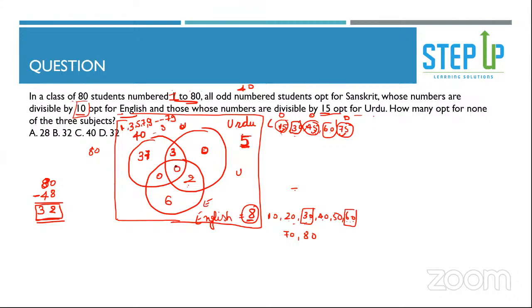Is that clear? Sushmita, Umesh, Durgesh, not Umesh. Now, if 2 are here, then remaining would be 6 out of 8. So 6 are here. Then out of 40 people, if 3 are there, it means 40 minus 3, 37 is here. So when you add all this, 37 plus 3 plus 2 plus 6 is 48. 48 people have opted for one of the subjects. How many did not opt for any of the 3? So 80 minus 48, your answer would be 32.